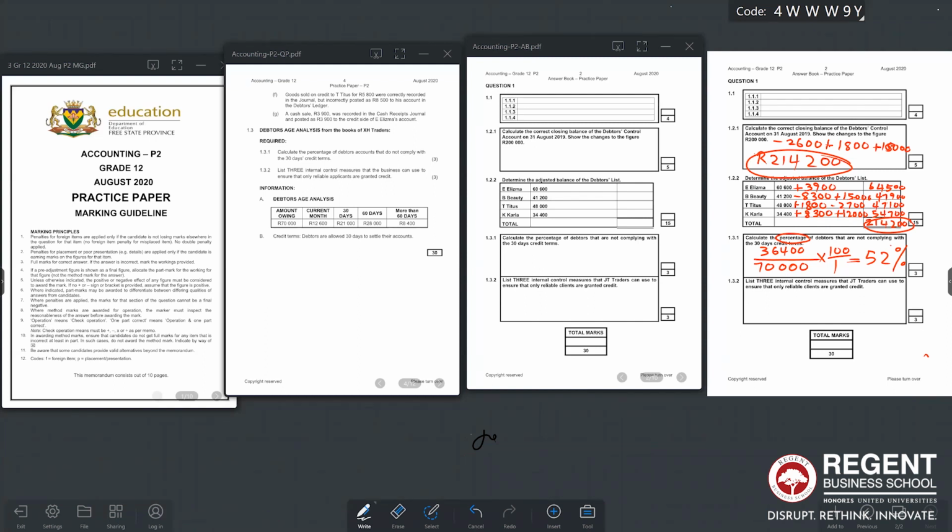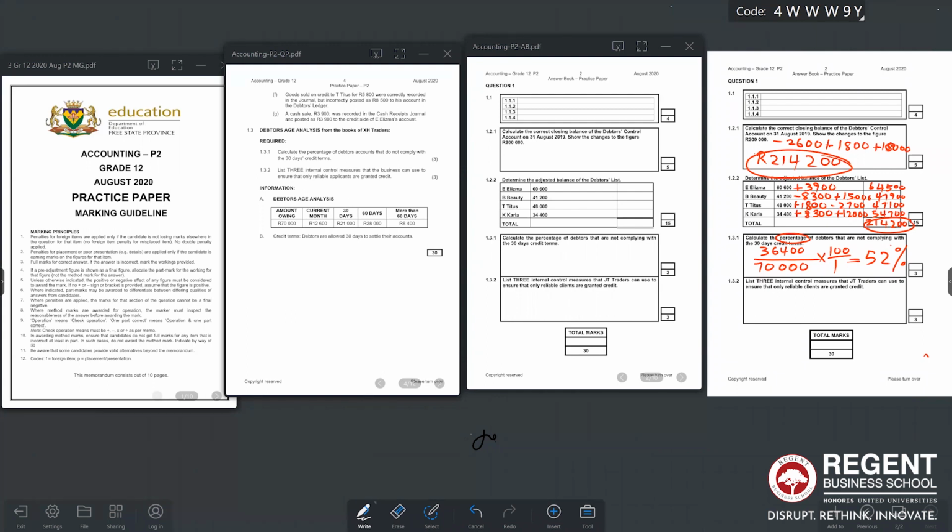You normally would check your debtors, look at the debtors list, and see who is exceeding the credit terms, who is not paying within the prescribed period, and then you'll say probably that you will not sell goods to them until they settle their accounts, etc. Okay, the last question there. List 3 internal control measures that J&T Traders can use to ensure that only reliable clients are granted credit.